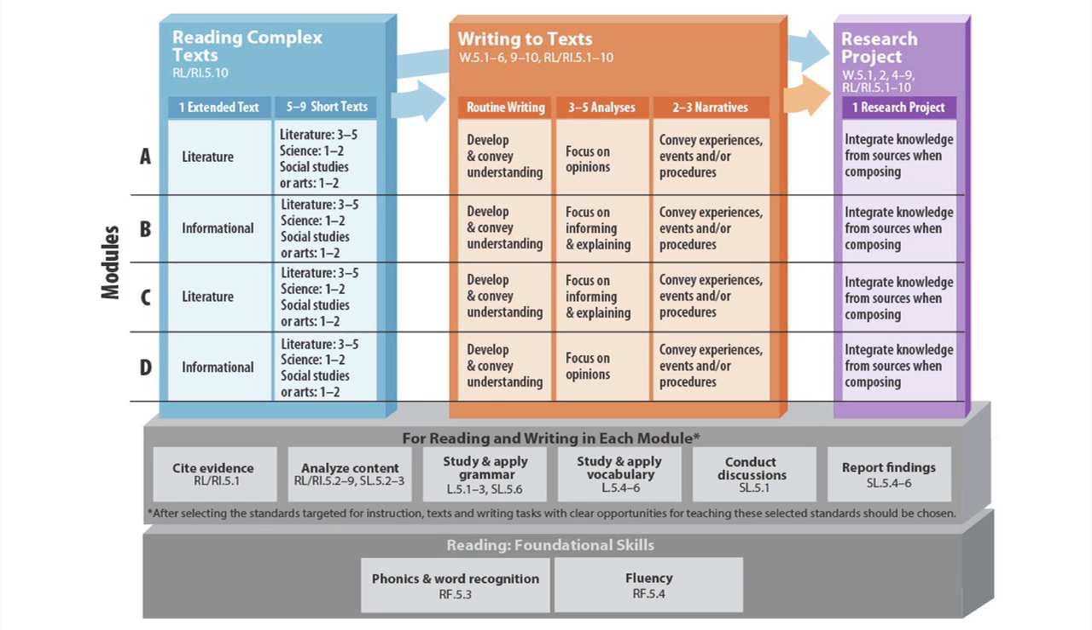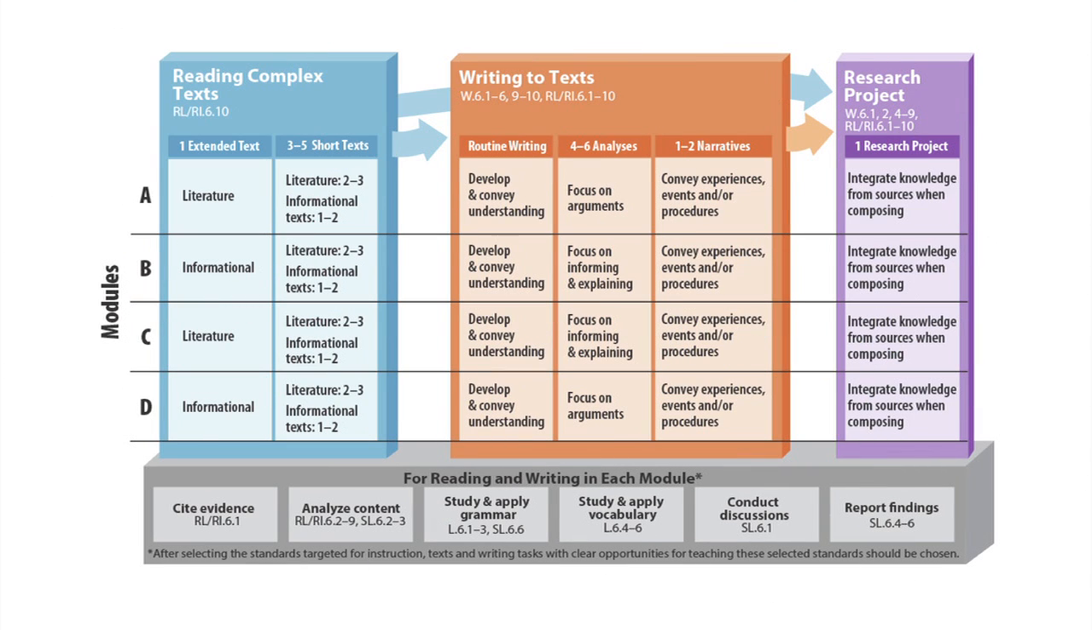Now let's go to Grade 6. This is where you will see the most pronounced change. 5 to 9 short texts have now been replaced by 3 to 5 short texts because science and social studies have moved to their content area at the middle school level. These are then replaced with 1 to 2 informational texts.